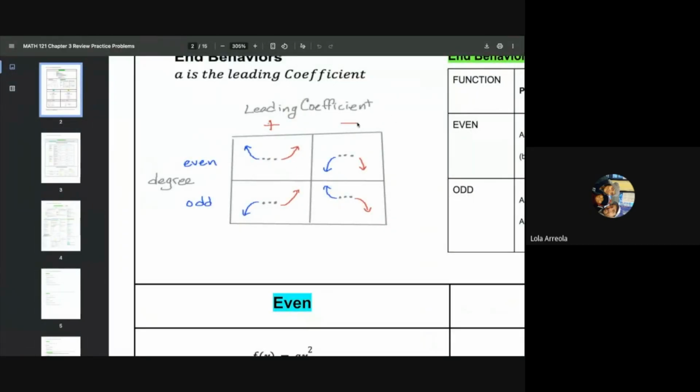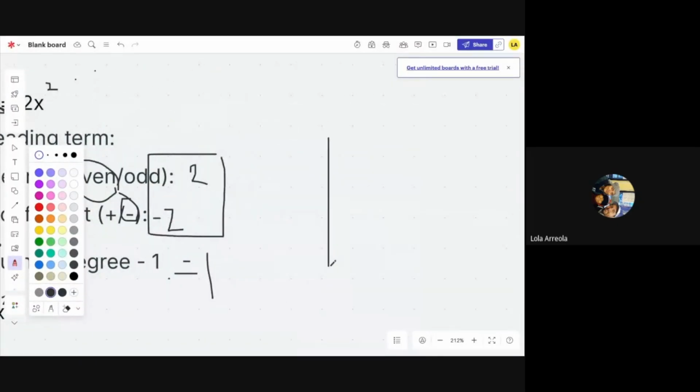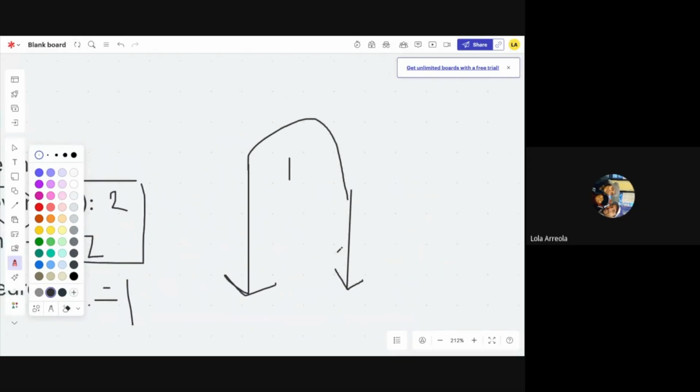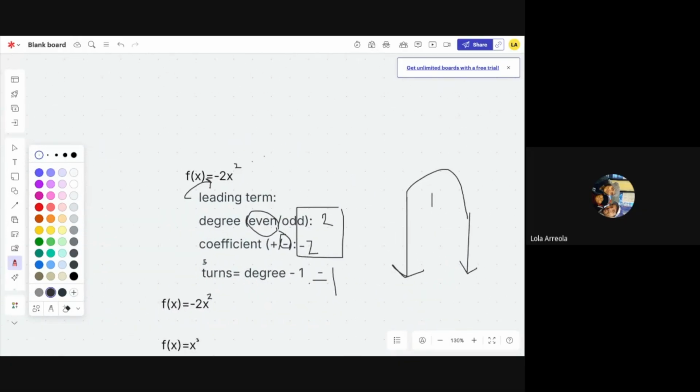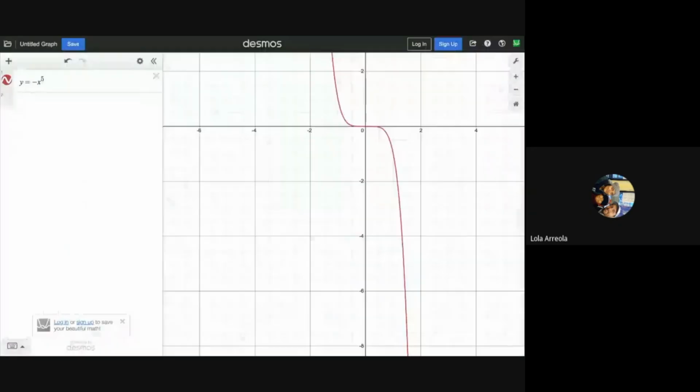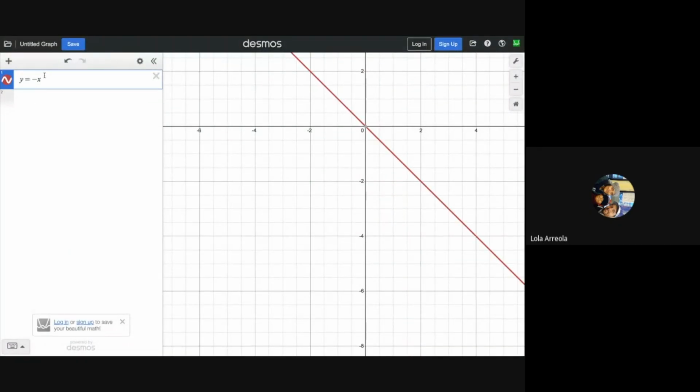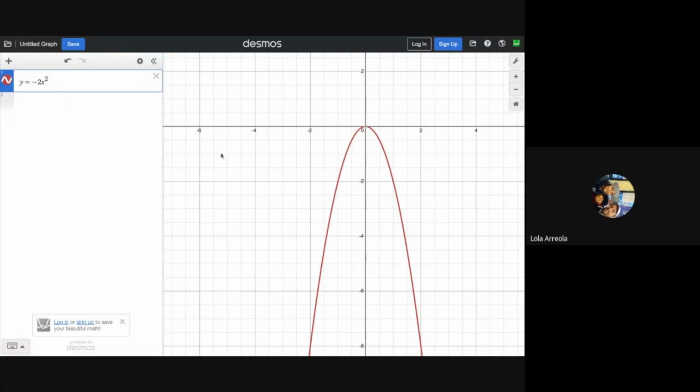Even and negative coefficient, that means I have down, down. So start and end like this with 1 big turn in between. So my graph looks more like this, and we can confirm it on decimals. We have negative 2x squared. And we clearly see the down, down scenario and the 1 big turn.